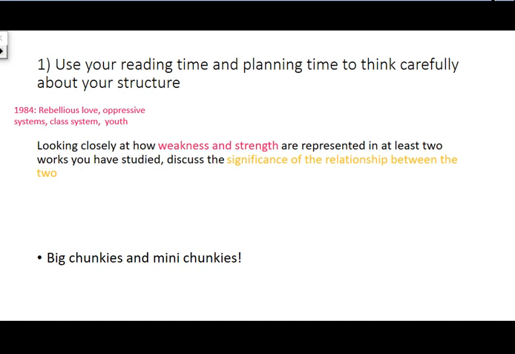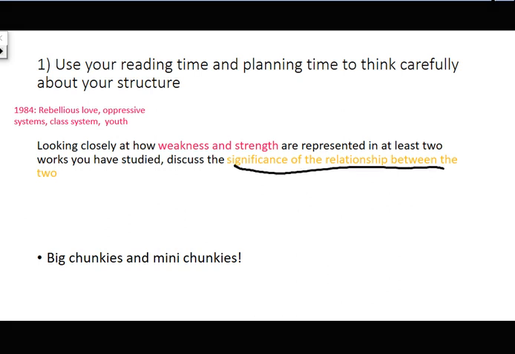The class system that is explored in terms of the proles, the inner party and the outer party, and also the innocence of youth, how the youth who are portrayed as weak normally in society are actually used as a means of strength for Big Brother. And so actually what we've done there with these ideas, when we've thought about weakness and strength, we have ended up thinking about this part, which is the significance between the two.